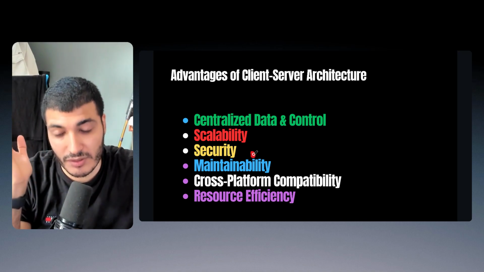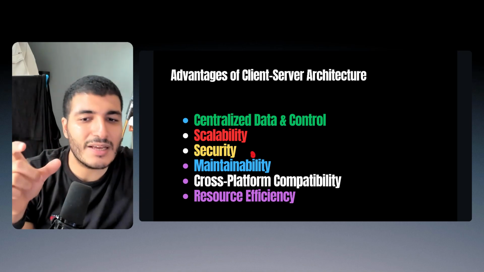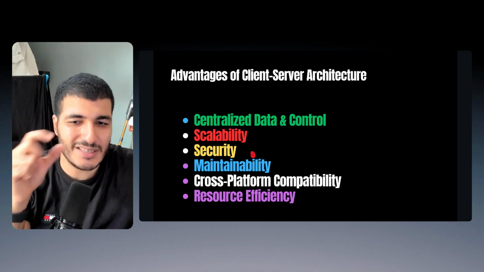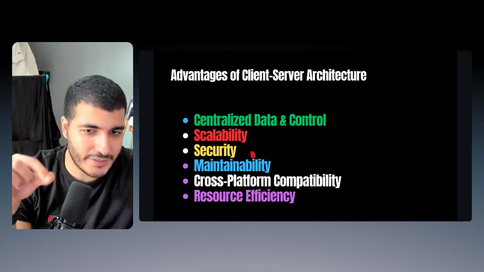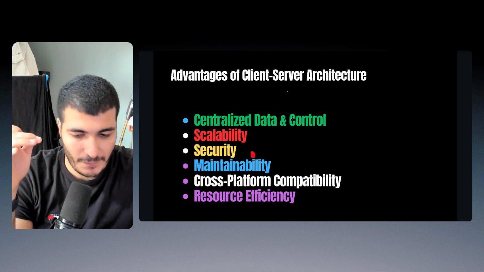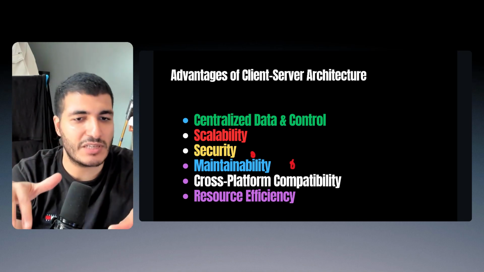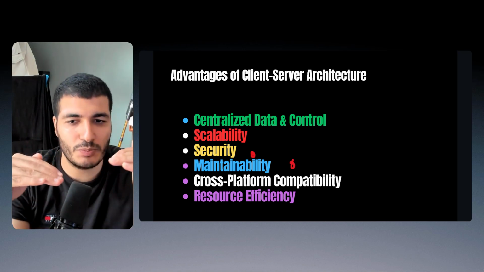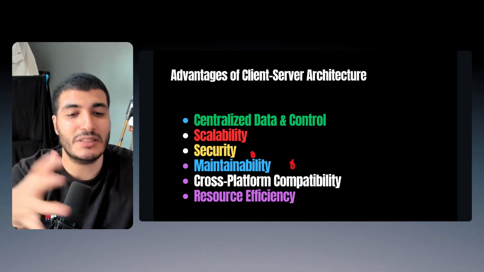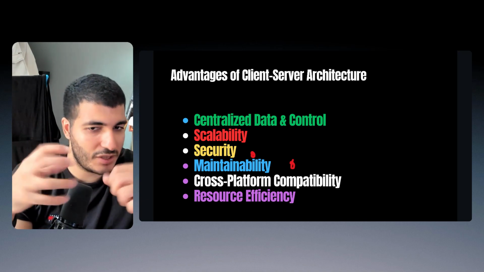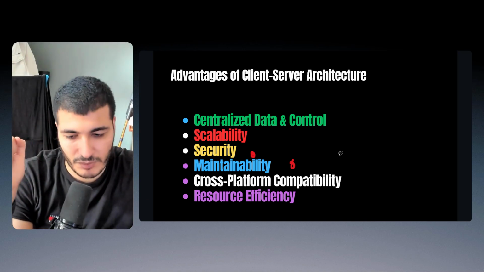Number three, security. Basically, data is primarily stored and managed centrally on the server, making it easier to secure and control access to sensitive information. Number four, maintainability. The clear separation of concerns allows client and server components to be developed, updated, and maintained independently, as long as their communication contract, which is the API, remains stable.